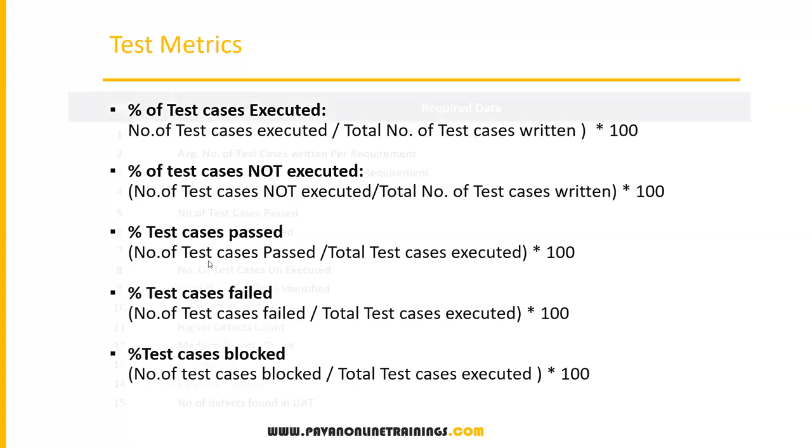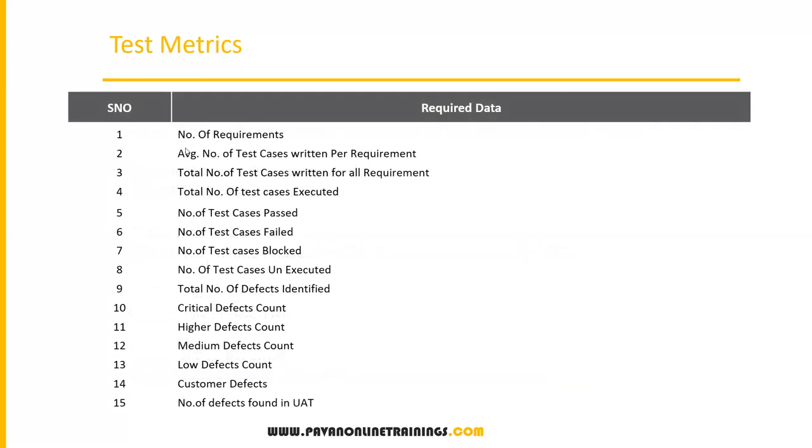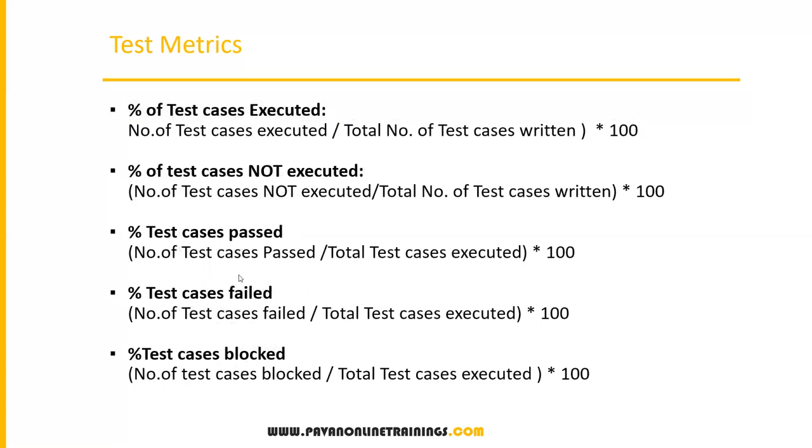Before calculating the metric, we have to collect the data, and then we proceed with the metrics. So the percentage of test cases executed is the number of test cases executed divided by the total number of test cases written. Then the percentage of test cases not executed. How do we calculate this? The number of test cases not executed divided by the total number of test cases written, multiplied by 100.